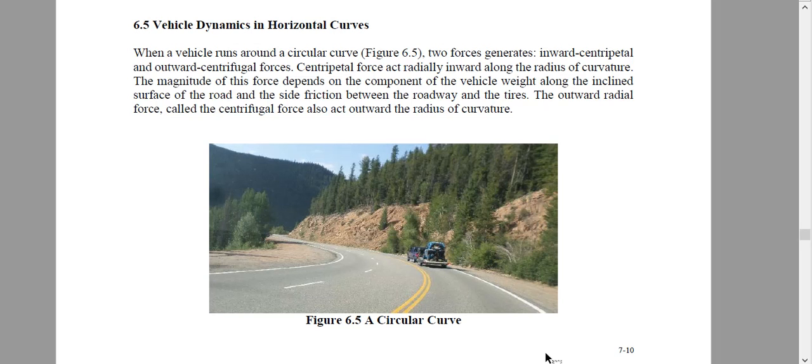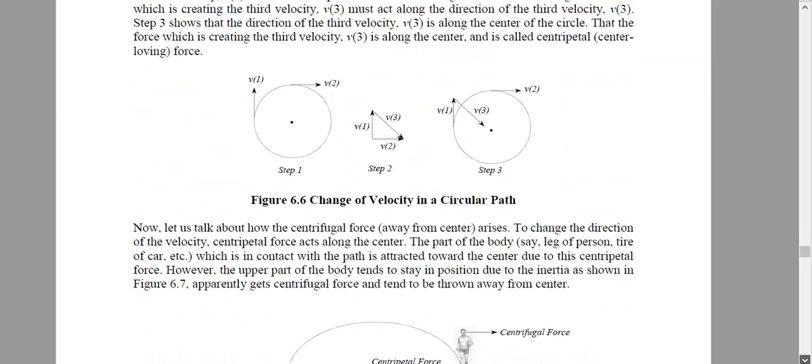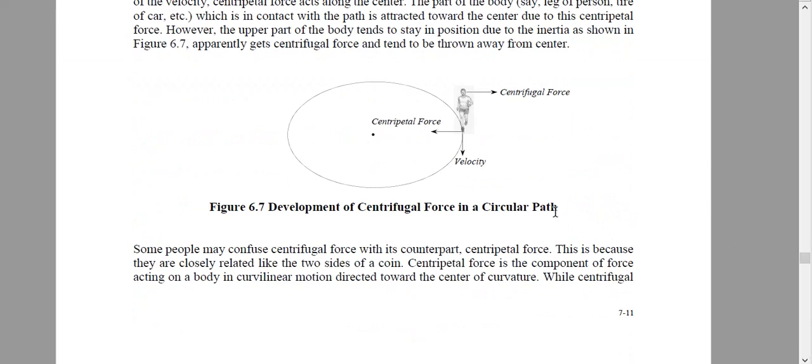Now we will start vehicle dynamics in horizontal curves. This means whatever considerations we should make in a horizontal curve. To better understand the theory, let me show you this figure. In this figure, a person is running around a vertical axis in a circular path.